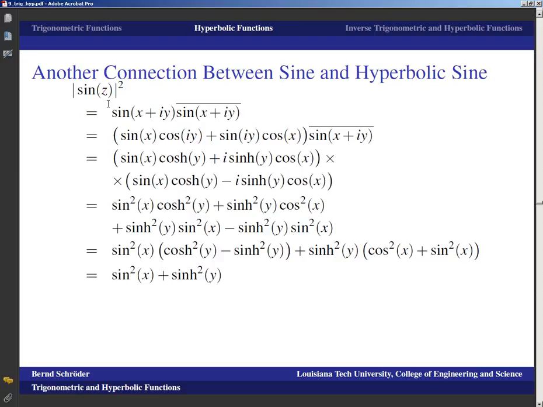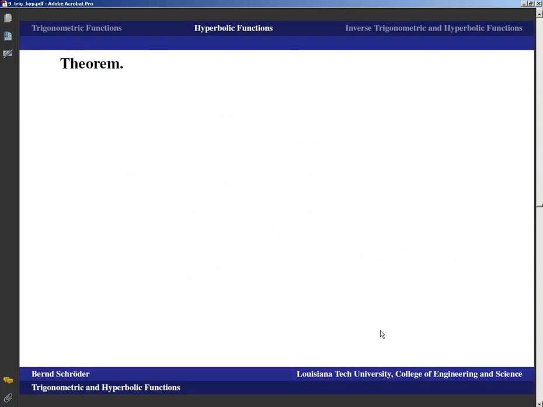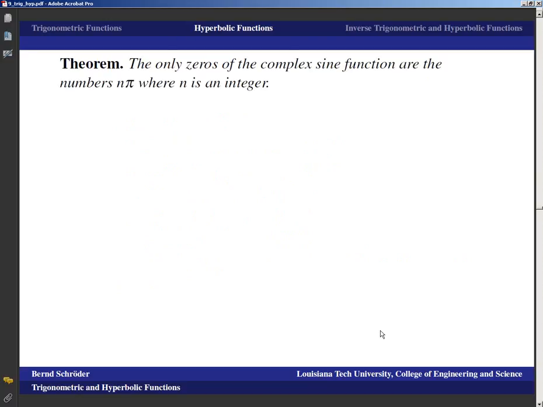So that expresses the square of the absolute value of sine z in terms of x and y and trigonometric and hyperbolic functions. And that's going to be very helpful for our next theorem, which says that the only zeros of the complex sine function are the numbers n pi, where n is an integer. We already know that for the real sine function this is true, and what this theorem therefore says is that as we extend the sine function to the complex plane, there are no further zeros being picked up.